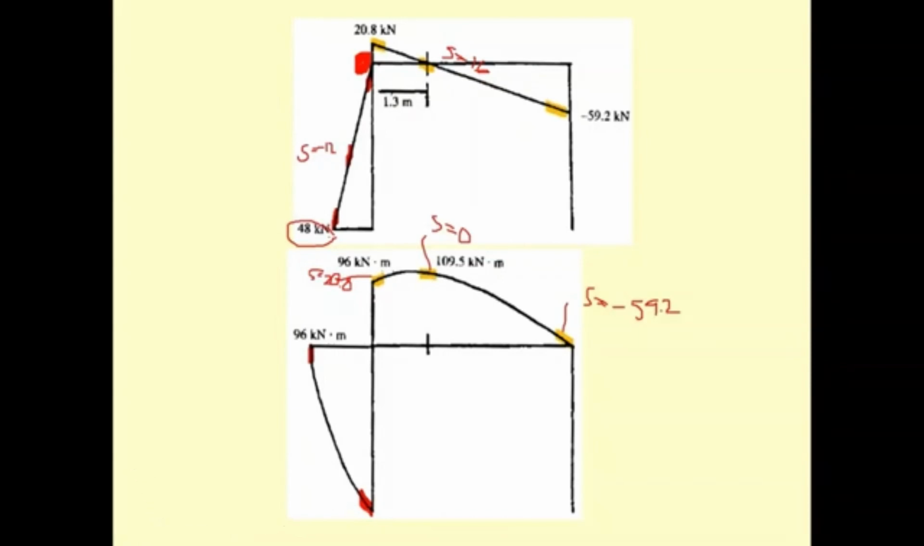Okay, you just say this is going to be 48, and this is going to be 0. Okay, and that is your conclusion of the shear diagram and moment diagram. And then you get the maximum moment of 109.5 on the beam and the maximum shear of 48 kilonewton for the column there. That is the end of our first example on the drawing of shear and moment diagram of the frame.